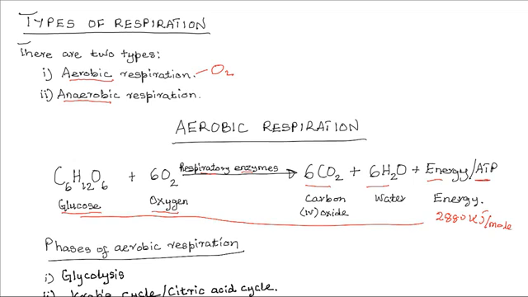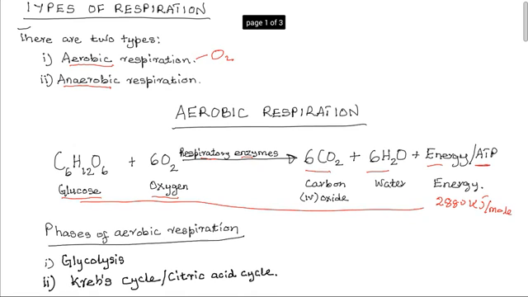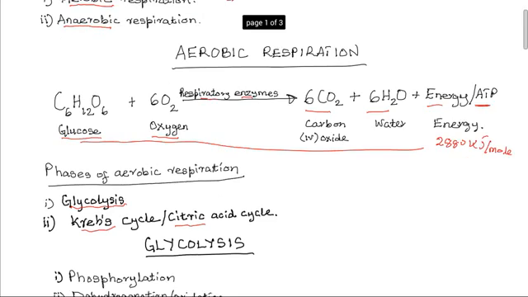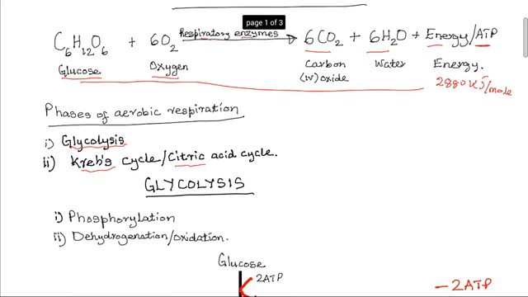These many steps can be summarized into two phases. That is, aerobic respiration can be summarized into two phases or stages. Namely, one is glycolysis, that is the first stage. The second one is the Krebs cycle, also known as the citric acid cycle. Glycolysis is the first stage.